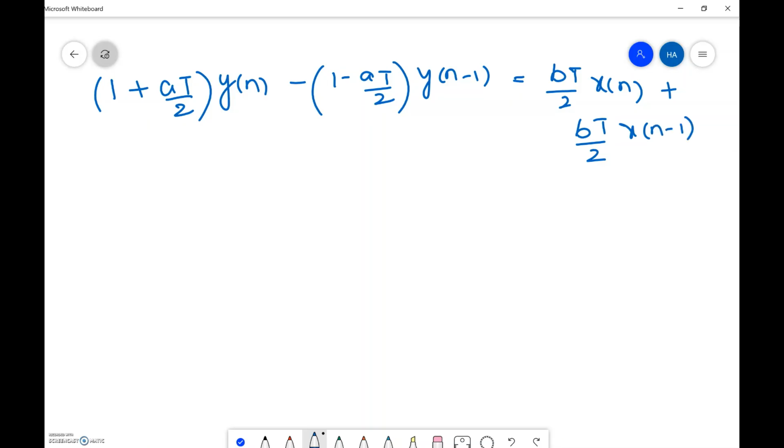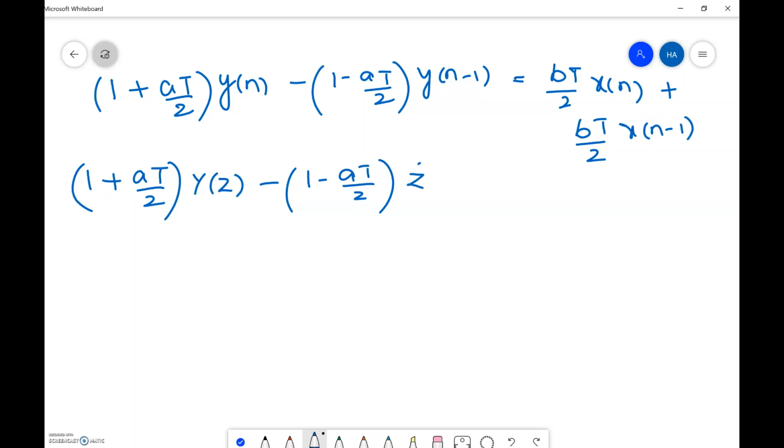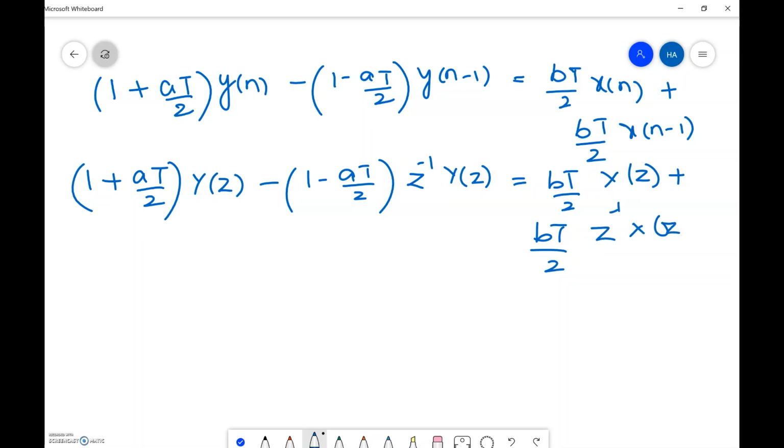Now let's take the Z transform on both sides of the equation. So (1 plus at by 2) is a constant into y of z, minus (1 minus at by 2) z power minus 1 y of z, equals bt by 2 x of z plus bt by 2 z power minus 1 x of z.